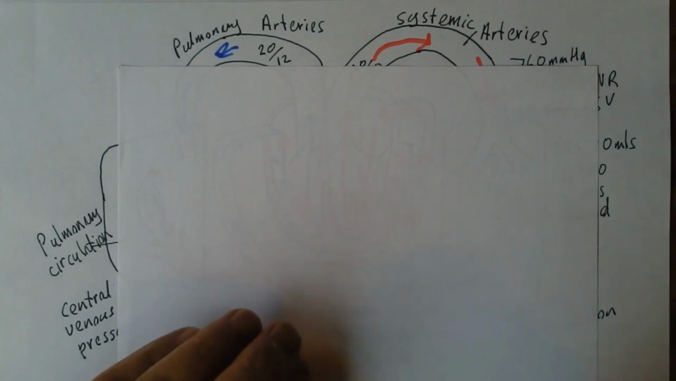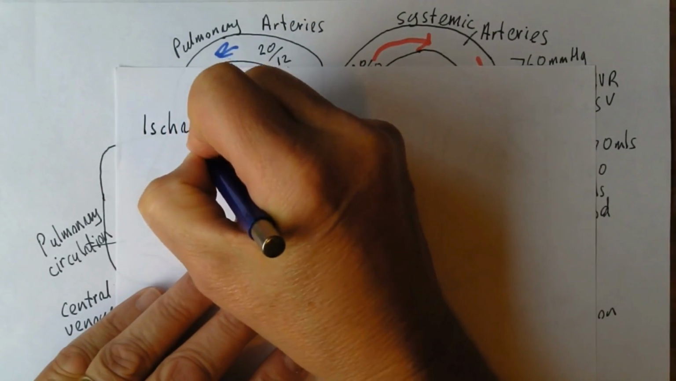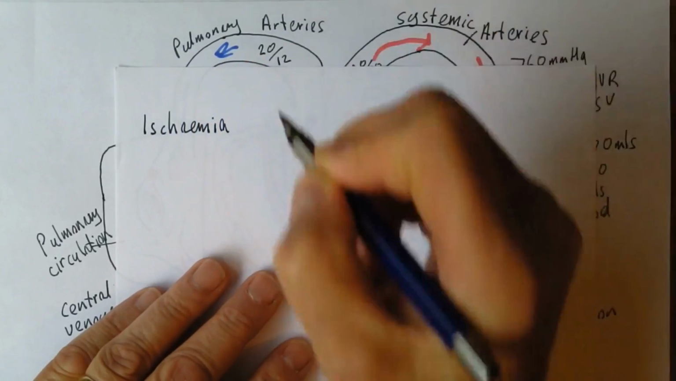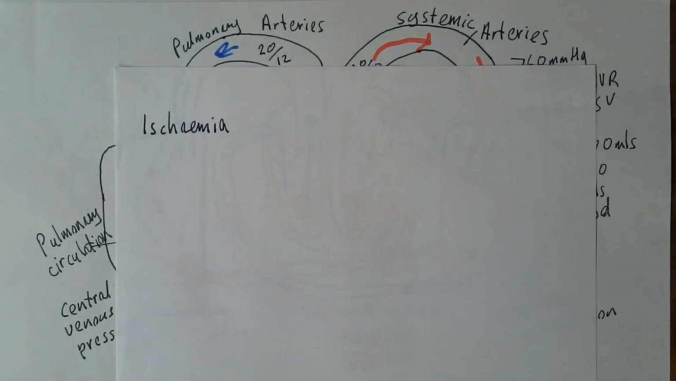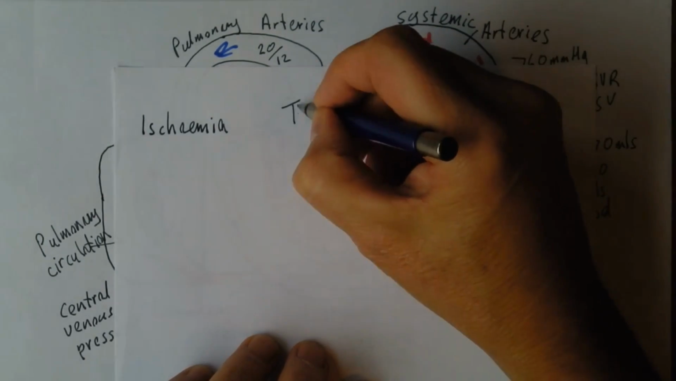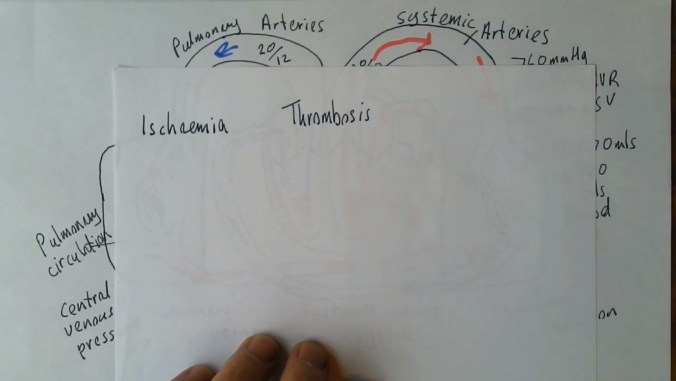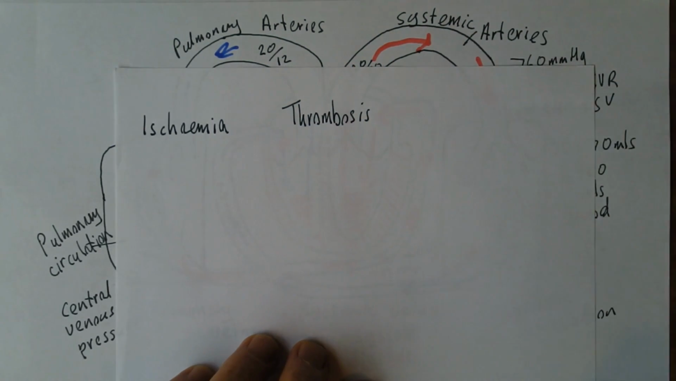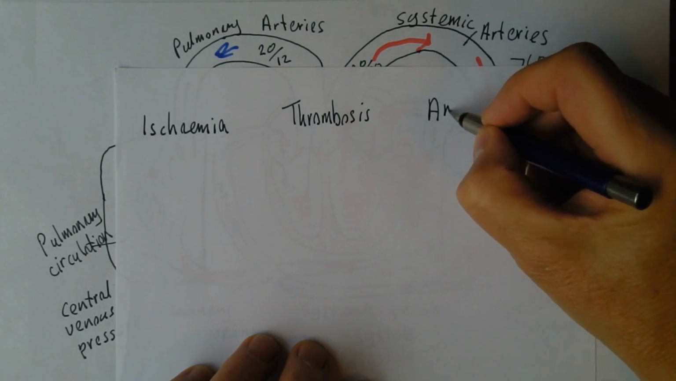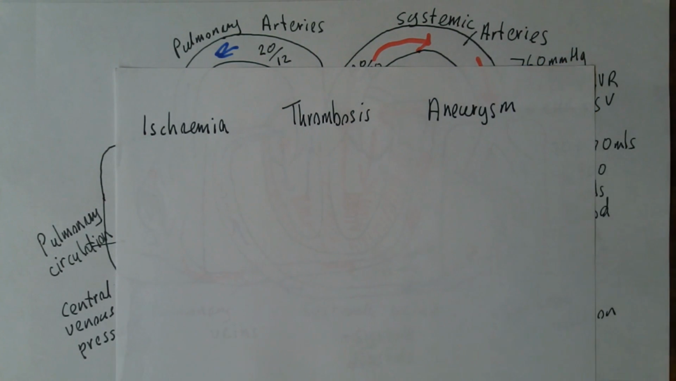So one is ischemia. Now ischemia is a reduced blood supply to the tissue. Another is thrombosis. That is a blood clot where there's not supposed to be one. And another is aneurysm, which is a weakness in the wall of the blood vessel.